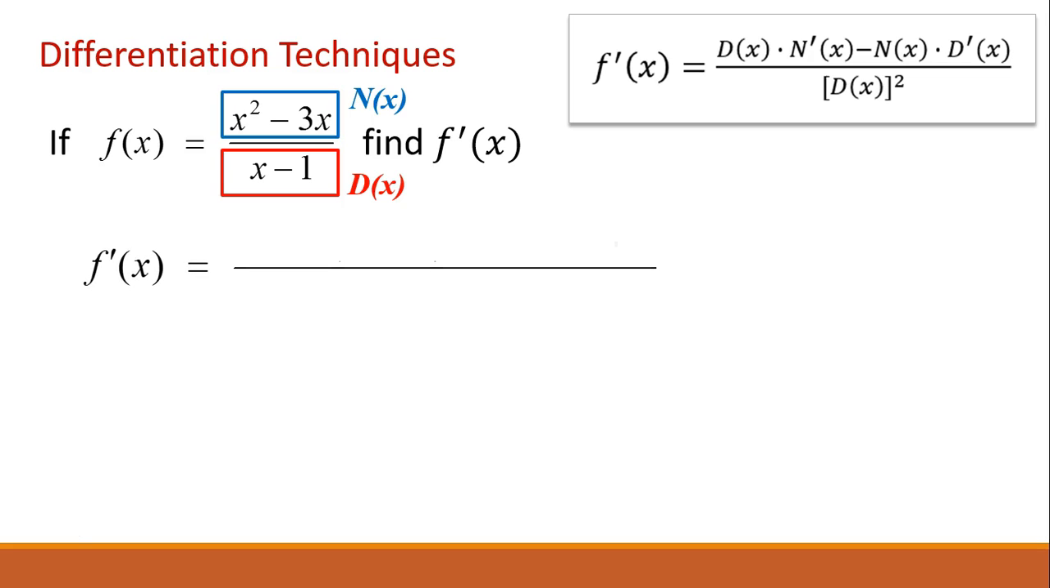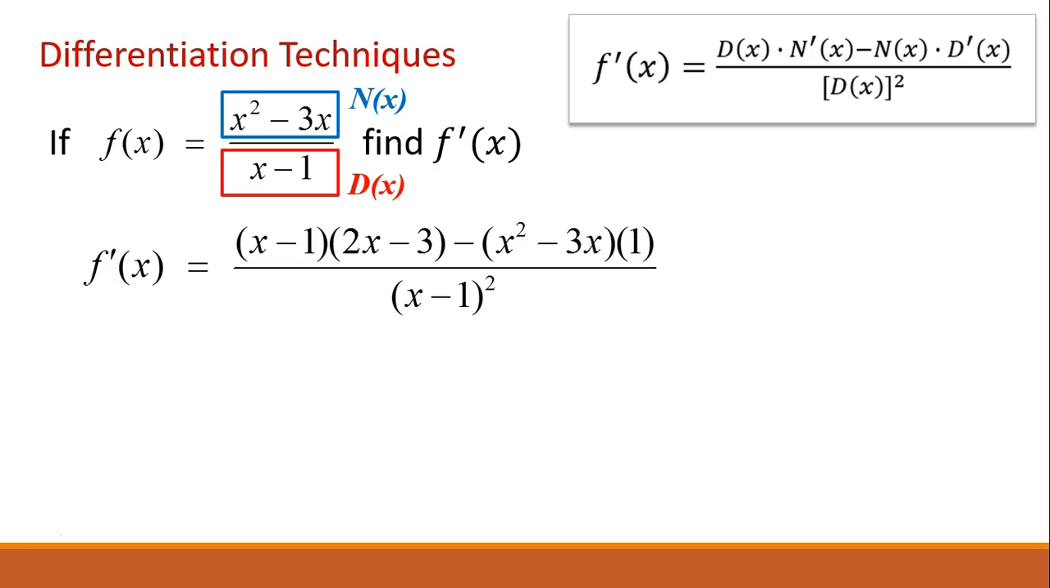So here we go. Here's our derivative. First we need our denominator, d of x, times the derivative of the numerator. The derivative of x squared minus 3x is 2x minus 3, minus our numerator, x squared minus 3x, times the derivative of the denominator, which is just 1. And that we divide by the denominator squared.